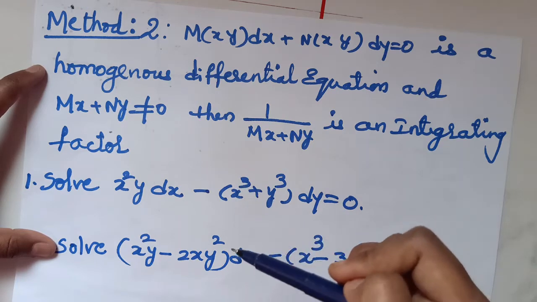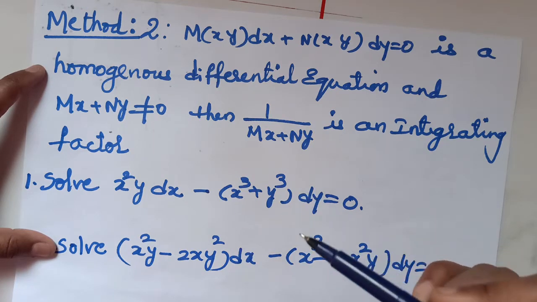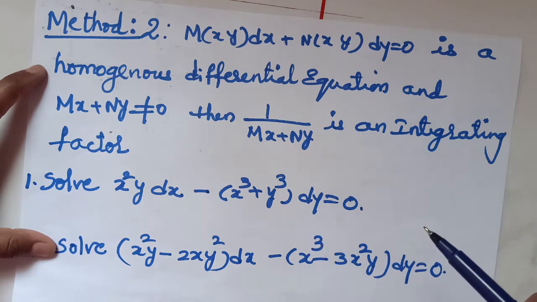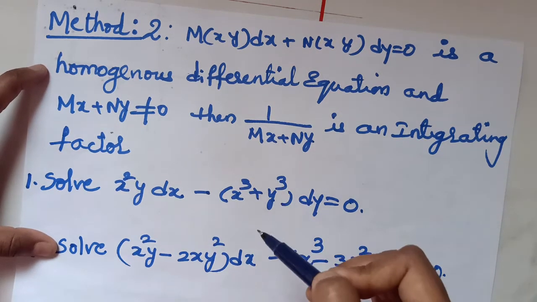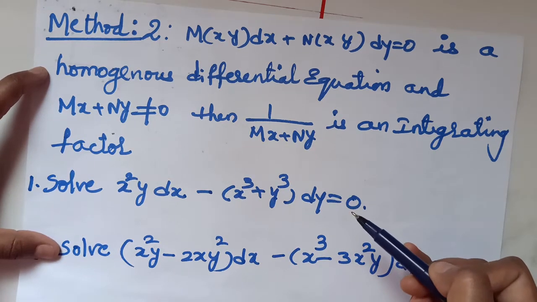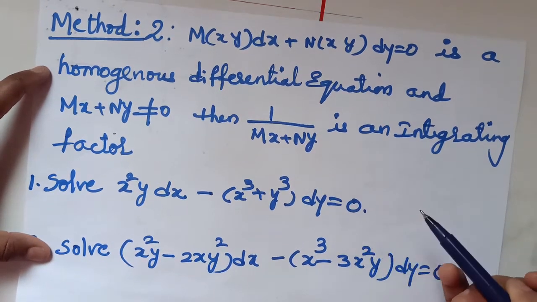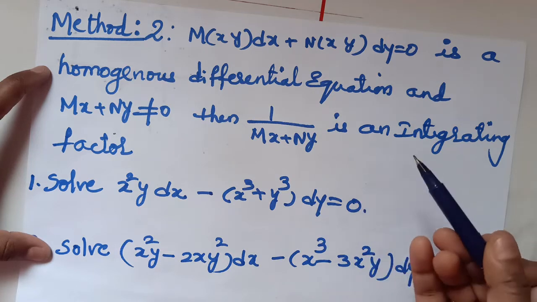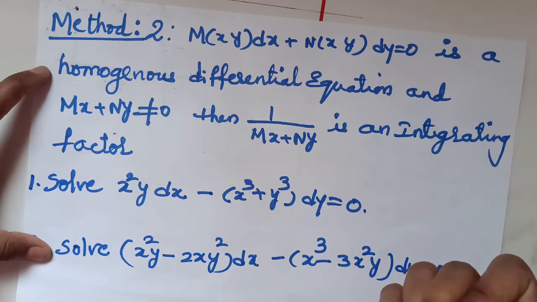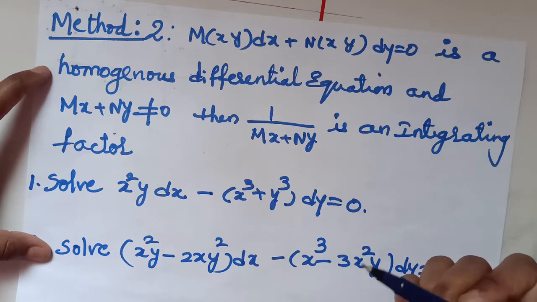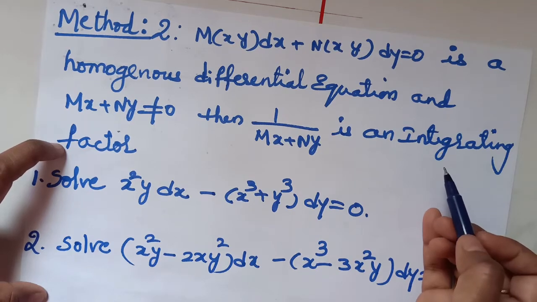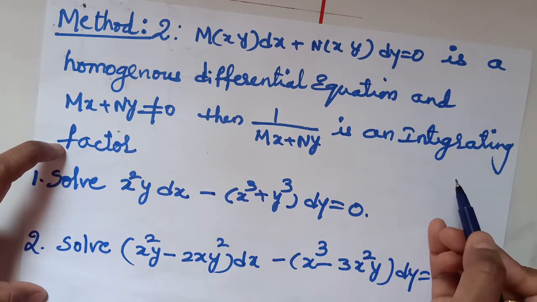If ∂M/∂y is equal to ∂N/∂x, then the differential equation is said to be exact. If ∂M/∂y is not equal to ∂N/∂x, then it is said to be a not exact differential equation. When it is not exact, we have to make it exact by multiplying with a suitable function called an integrating factor. Here we are discussing method 2 to find the integrating factor.